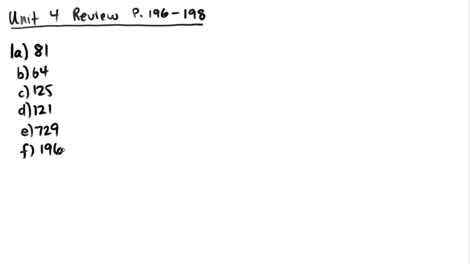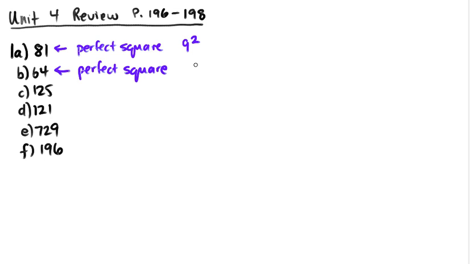Question 1 asks which of the following are perfect squares, perfect cubes, or both? And here's the solutions and the reasons why. 81 is a perfect square because it is equivalent to 9 squared. 64 is a perfect square because it's equivalent to 8 squared. 64 is also a perfect cube because it's equal to 4 cubed.